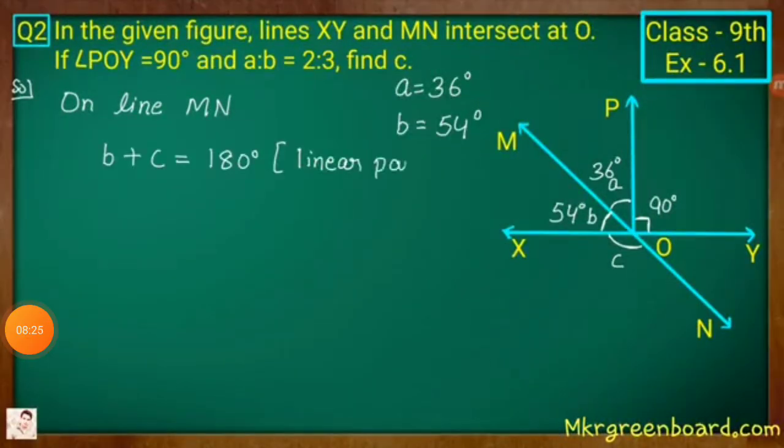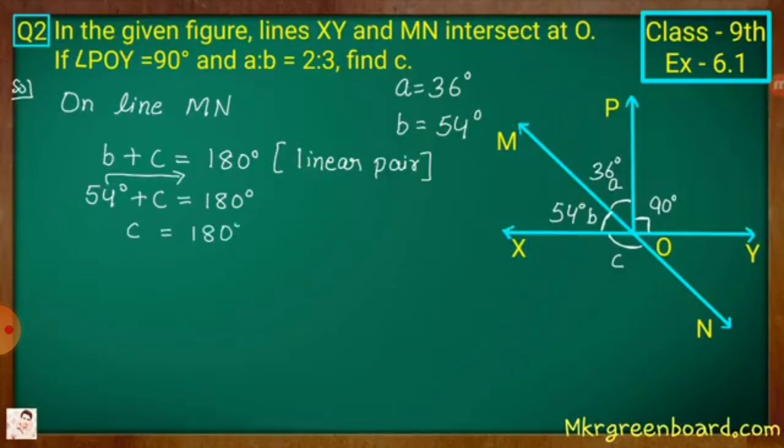Now we'll see the MN line. XY is finished. Now we'll see the MN line. The a value we know, the b value we know. So the sum of two angles is there: b plus c equals 180. 54, the b value, plus c equals 180. c equals 180 minus 54, since plus 54 going to the other side means minus 54. Do the subtraction now: 180 minus 54 is 126 degrees. This is the c value.